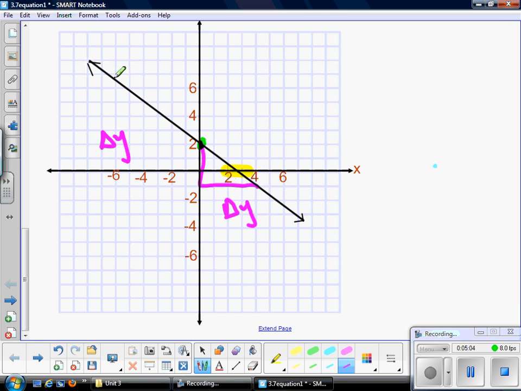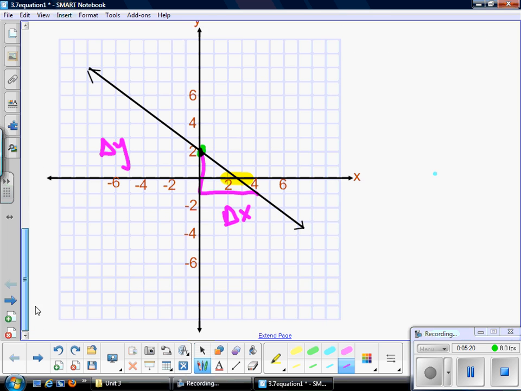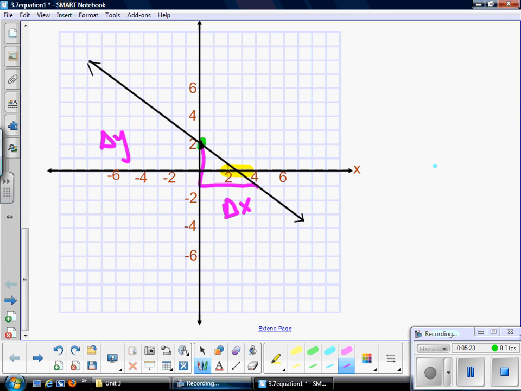That is what we're going to be working on with our examples on the next page. It says determine the equation of each line. Maybe what I'll do is go back to this one, since I'm thinking we know a little bit more about it.